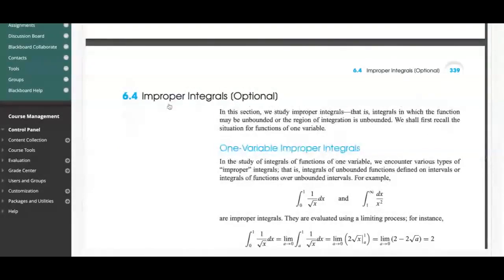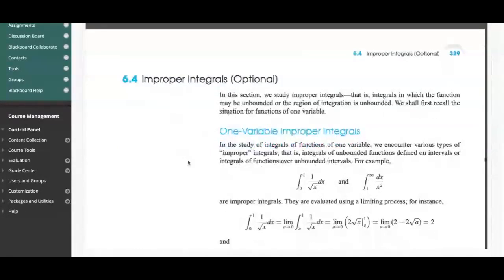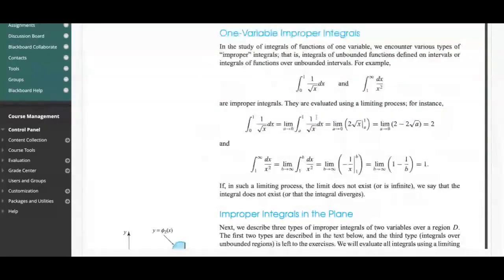improper integrals, 6.4. Very similar to single variable calculus. In single variable calculus, we see zero is not in the domain of the integrand. So what do we do? We use the idea of limit. We use a dummy variable a. We said, okay, I'm going to change the lower limit of this integration to be a. Then I use the idea of limit, I let a approach zero. Then I calculate. So in the end, I get 2.